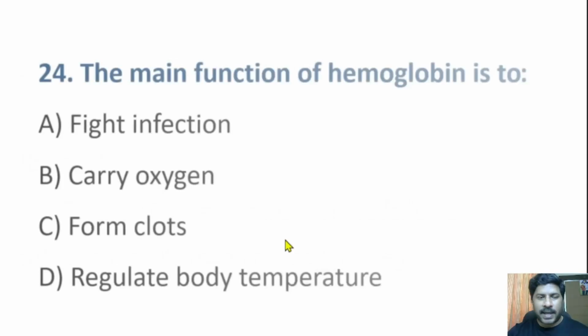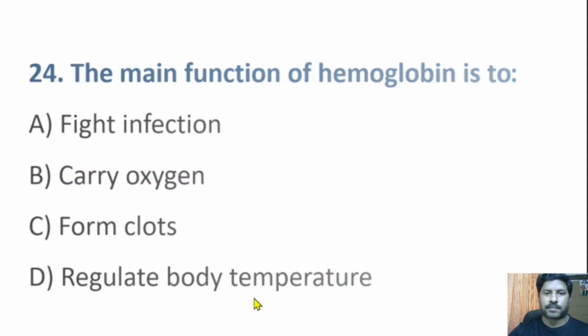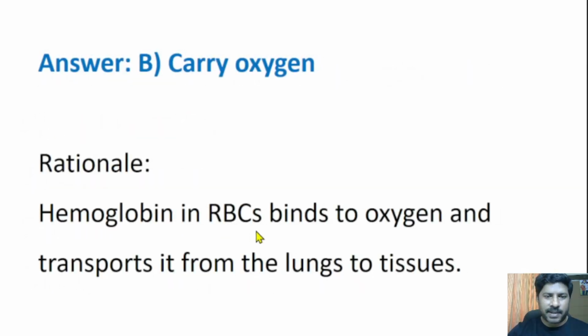24th question. The main function of the hemoglobin is to fight infection, carry oxygen, form clots, regulate body temperature. Here the correct answer is carry oxygen. Fighting infection we already discussed, that is done by WBC or white blood cells or leukocytes. Forming clots, or preventing bleeding, is done by platelets. Regulating body temperature is usually done by the hypothalamus. Hemoglobin in the RBCs, red blood cells, binds to oxygen and transports it from the lungs to tissues.